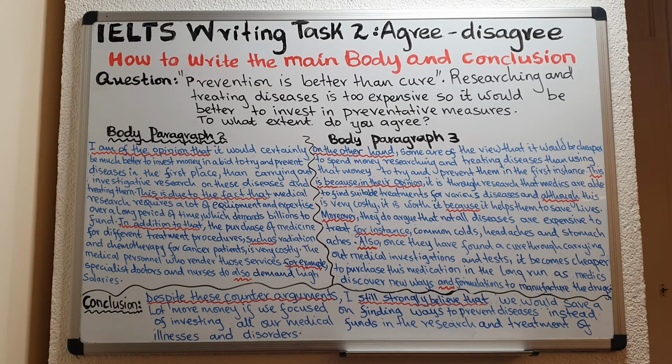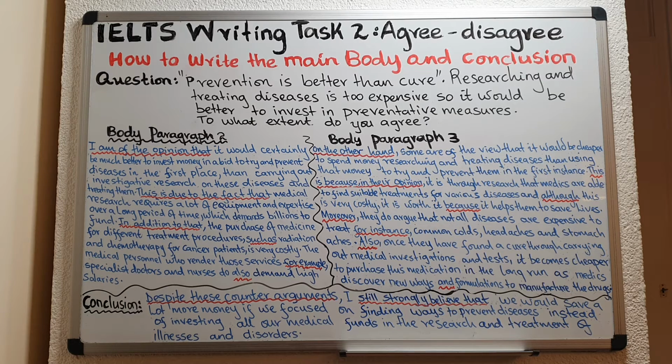But whether you agree or disagree, you have to write a body paragraph in which you agree with a statement and another body paragraph where you disagree with a statement and then your conclusion. So when you are asked to what extent do you agree, you are still expected to write 2 paragraphs.